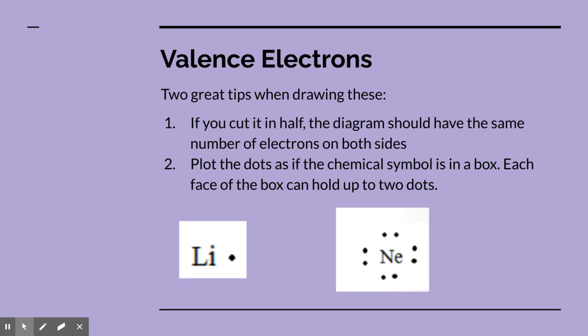So to use neon as an example, it'd be like neon is in this little box here. Okay, you see that? Here's 2, there's 2, there's 2, there's 2. Each face of the box can only hold up to 2 electrons. Okay.